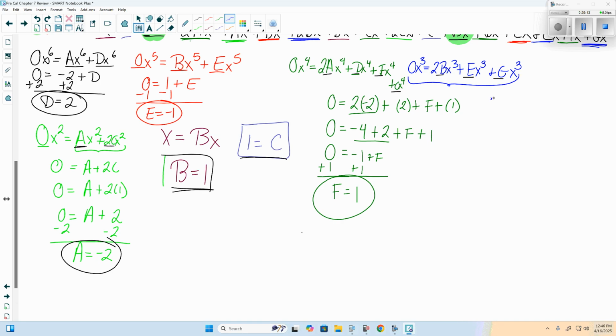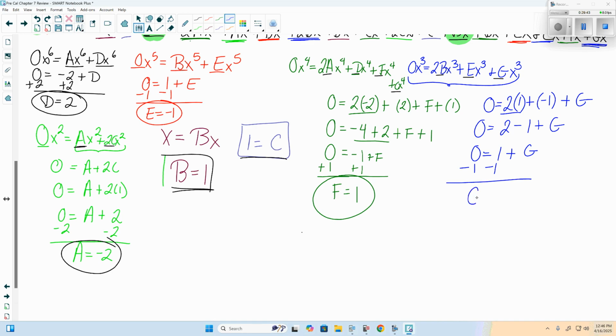And lastly is our x cubed. So 0 is equal to 2 times B. Well, B is 1. Plus E. Well, E is -1. Plus G, which is the only one we don't know. 2 times 1 is 2, minus 1 plus G. And G is -1.